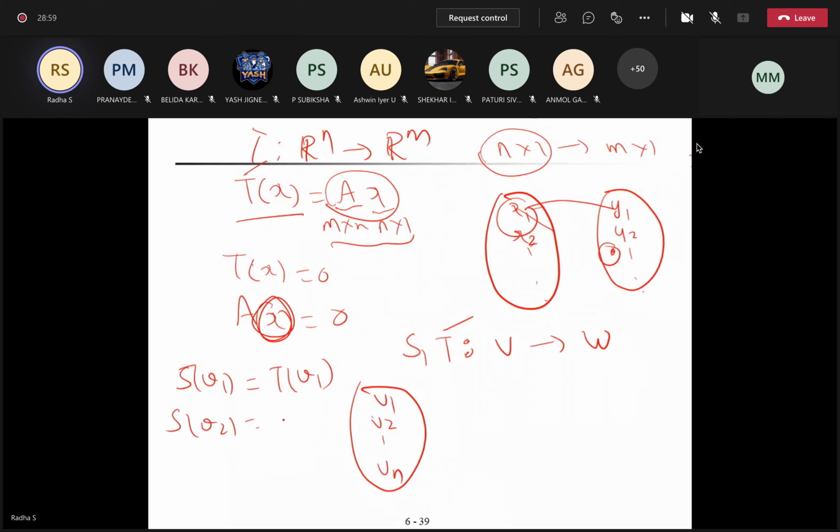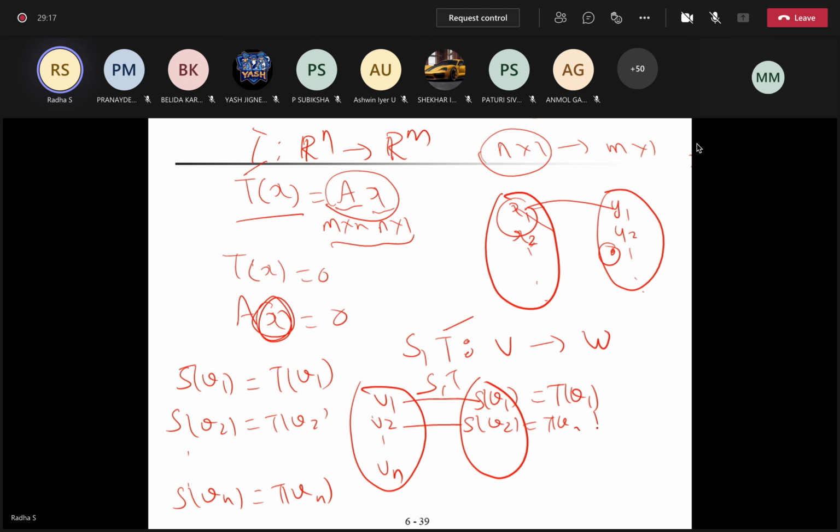Suppose V1 is mapped onto S of V1 under S. Under T also it is mapped onto the same, I should say T of V1 and S of V1 are one and the same. So this happens for each and every element. Then they are saying this is possible only when both the linear transformations are one and the same. They are not different, right? Can you say why?